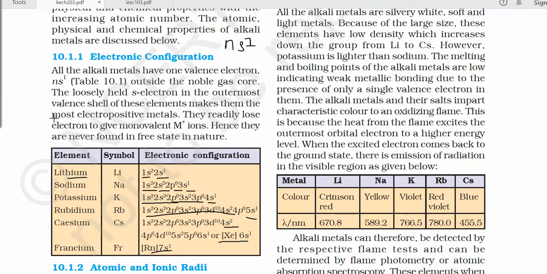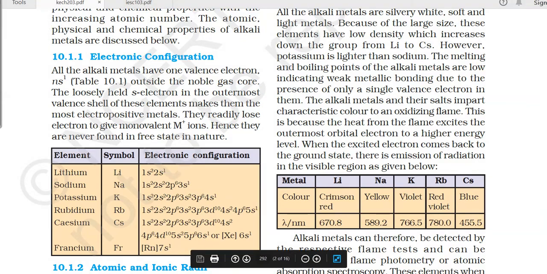So this is the general electronic configuration for the group 1 elements, that is, the alkali metals. As they have only one electron in their outermost shell, only one valence electron, naturally, being metals, they will lose the electron, and hence they will have a higher tendency to form a monovalent ion.